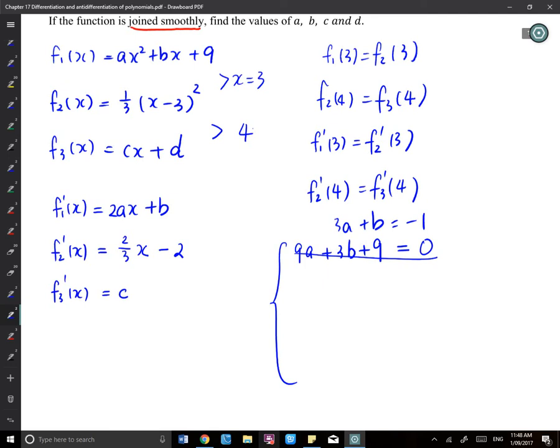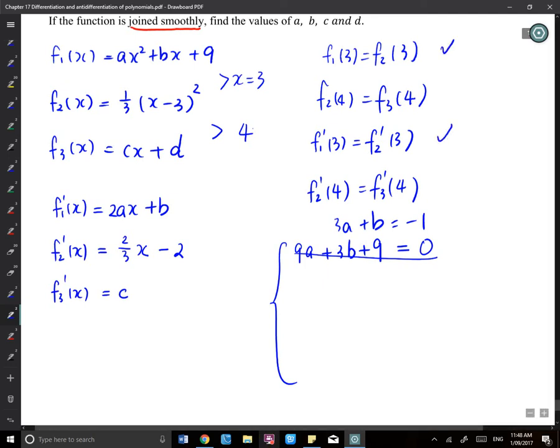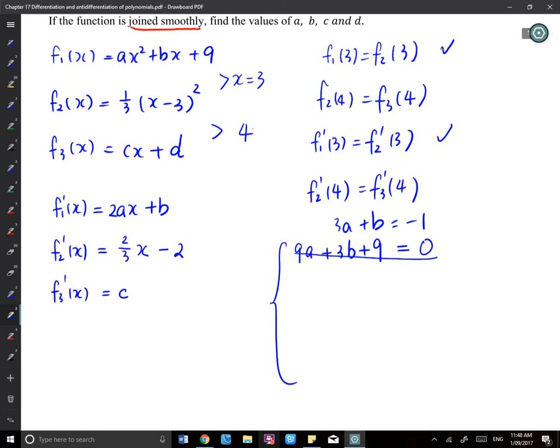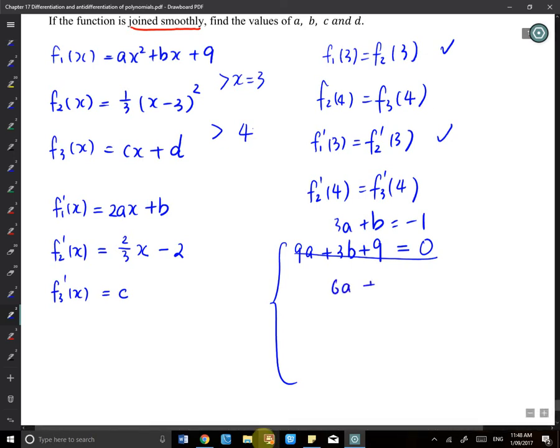The second one, f2(4) equals f3(4). I'll do these two first. What's f1'(3)? That's 6a plus b. And f2'(3), putting 3 in, is 2 minus 2, which is 0. So 6a plus b equals 0.